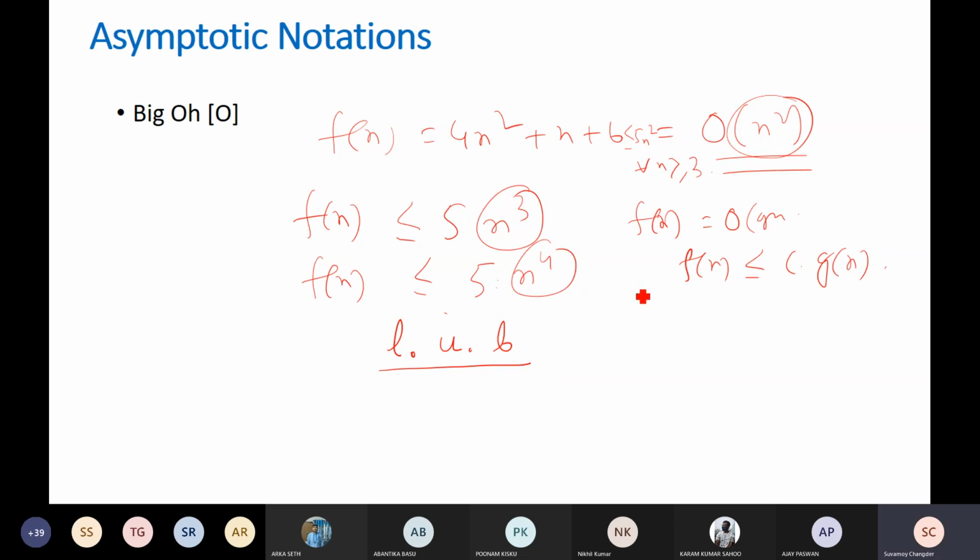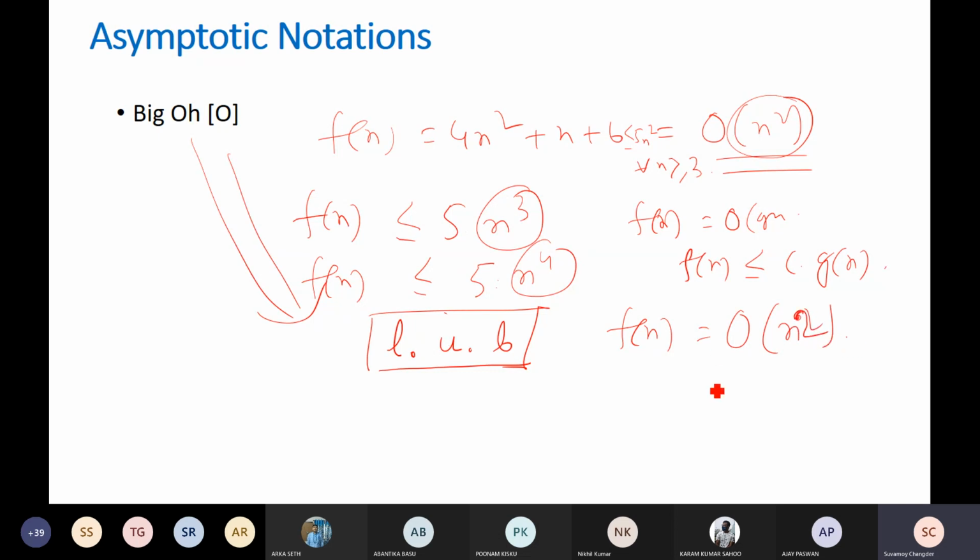So among all the upper bounds, we have to choose the least upper bound, that is defined by big O. So here f(n) is bounded as big O of n square. And that means that if it can be bounded by big O of n square, automatically it can be bounded by n cube, n^4 and so on, any other higher values.